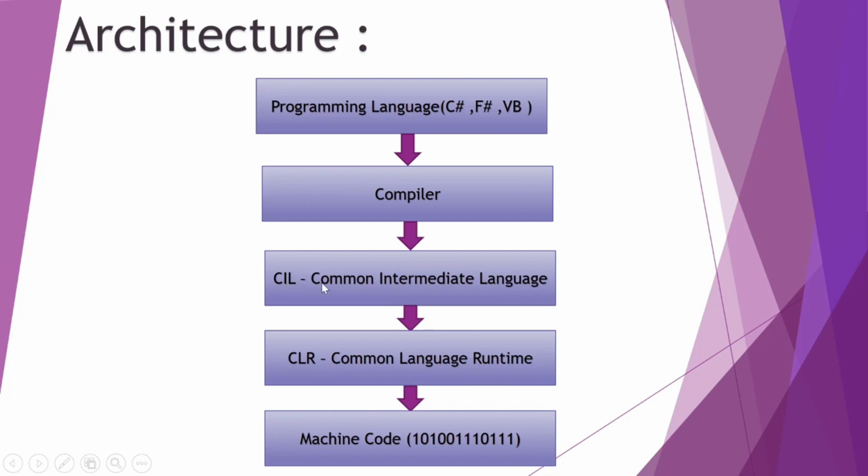Then this is CIL, Common Intermediate Language. Then CLR, Common Language Runtime. Then machine code. So here two major components are there. One is your CLR and another one is your class library. CLR is Common Language Runtime.